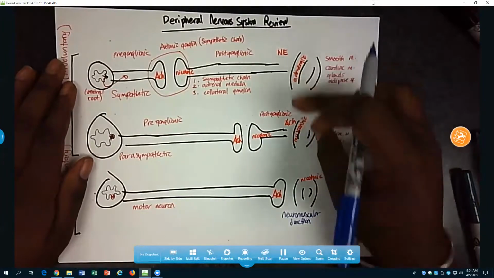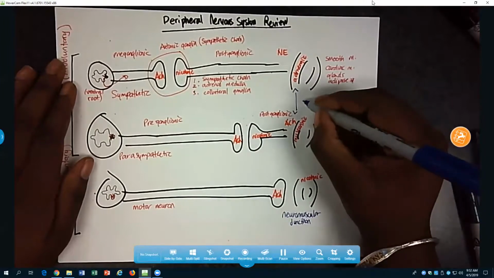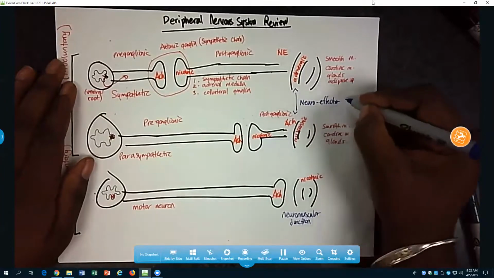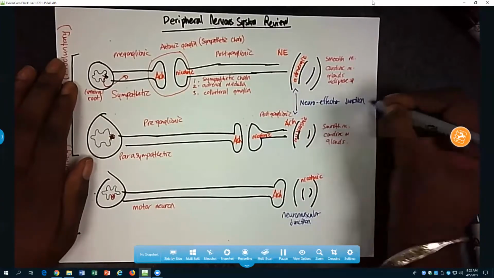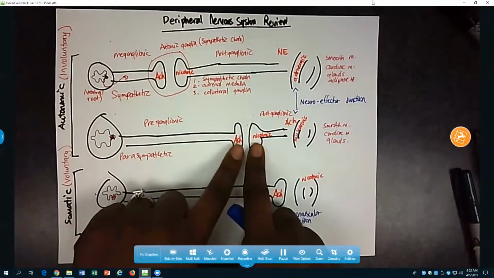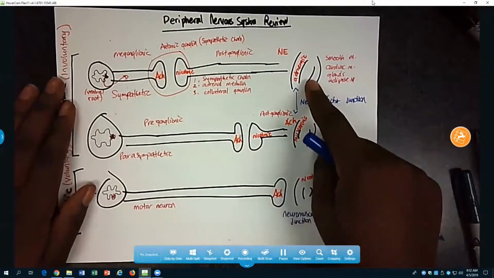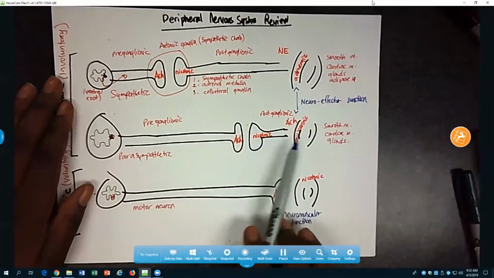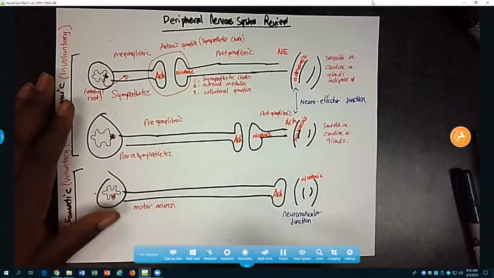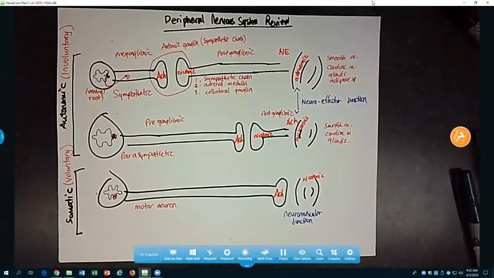Right. Here would be the neuroeffector junction, right? Both of these are called the neuroeffector junction. And what were the differences? We mentioned two differences between this neuron to neuron synapse and this neuroeffector junction. What were the two specific differences?